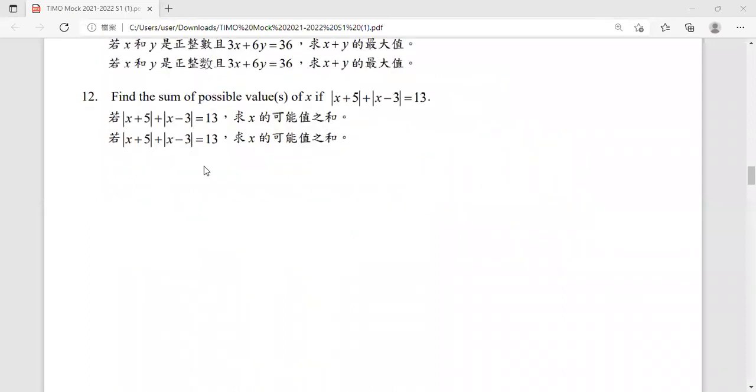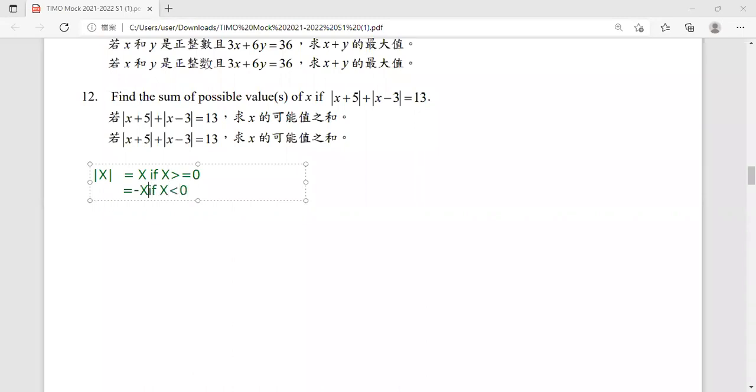Now 12. This is absolute value. Maybe for those who don't know what absolute value is: absolute x equals x if x is greater than or equal to 0, but equals negative x if x is less than 0.